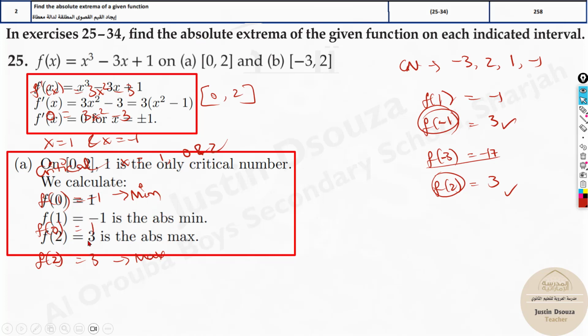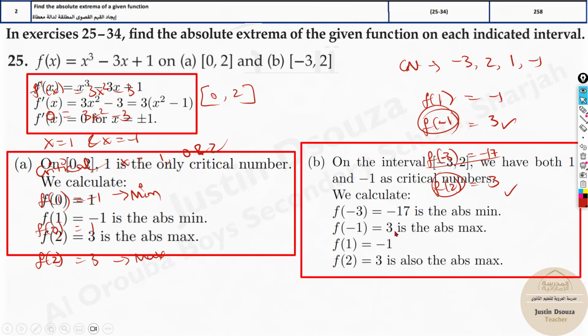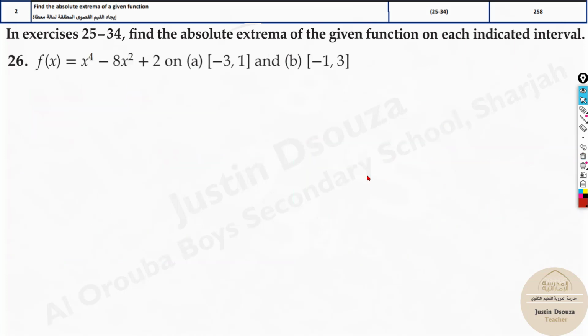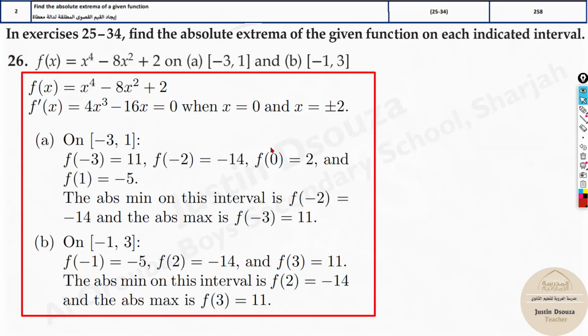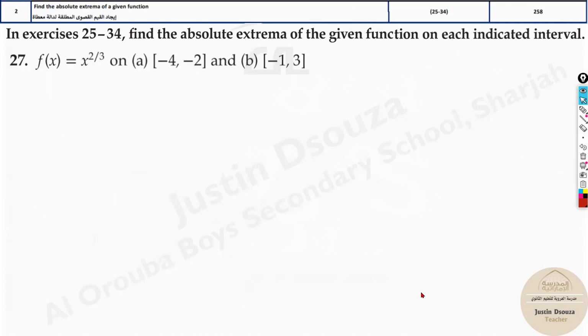That was at, which was the value we got? f of 1. Yes, f of 1 is absolute minimum, and f of 2 is equal to 3 is absolute max. Same over here, we got 2 absolute max and 1 absolute minimum. You can do the other problems by yourselves. The method is just the same. Each step is worked out over here.